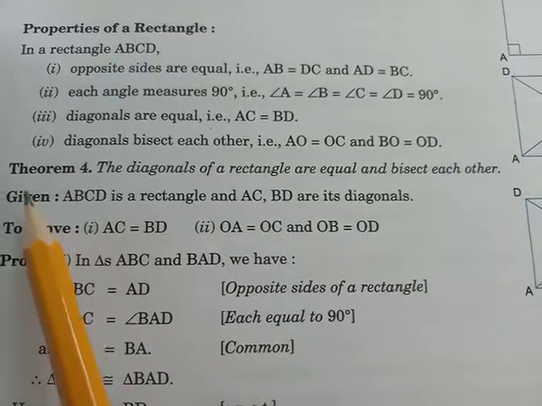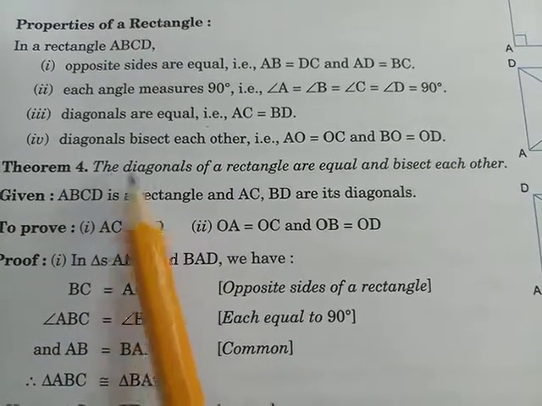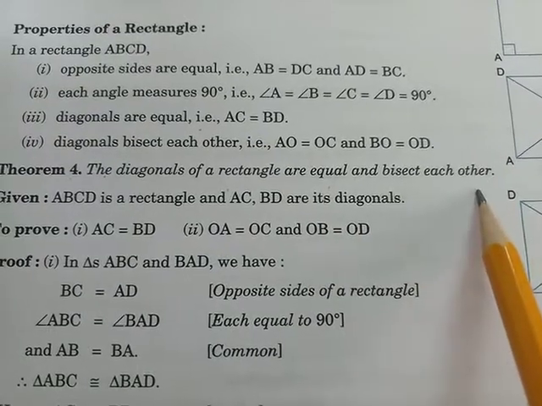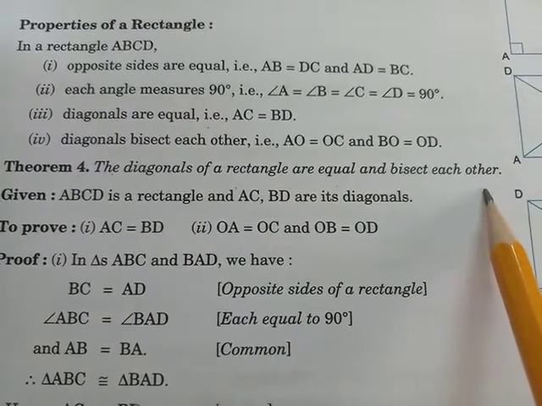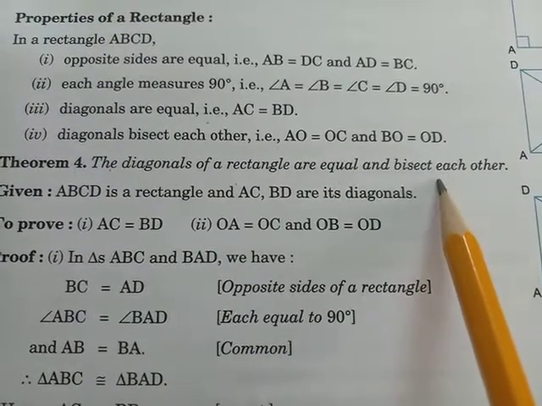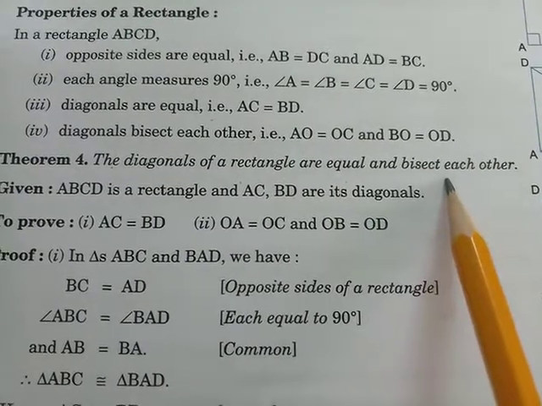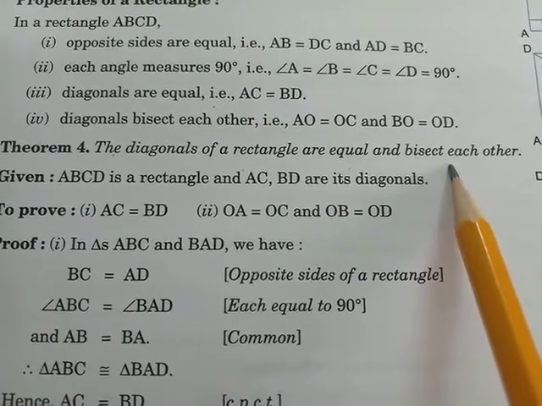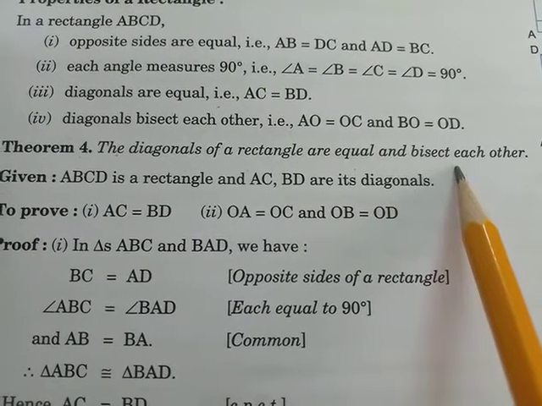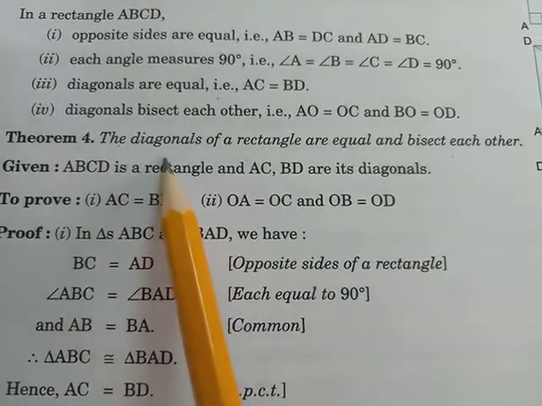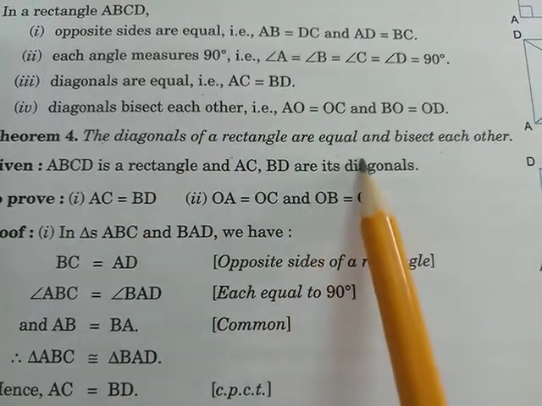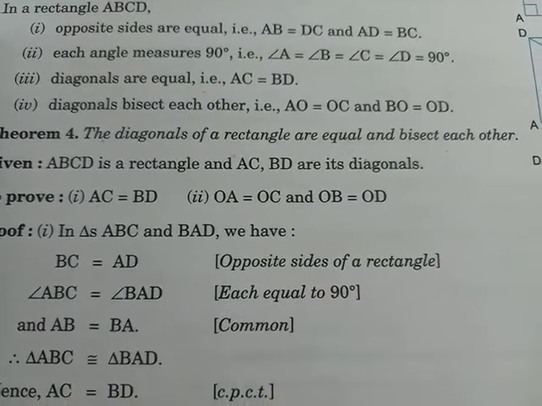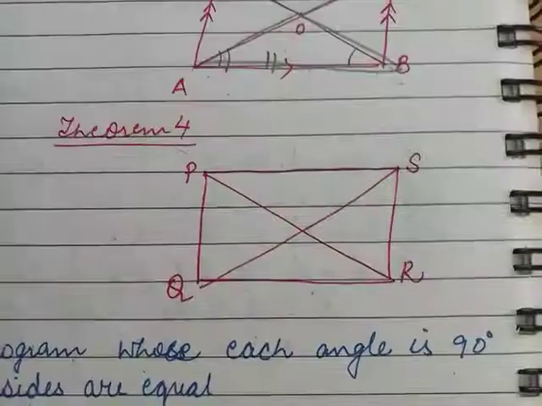Now we come to theorem number 4. The diagonals of a rectangle are equal and bisect each other. As we proved above that the diagonals of a parallelogram bisect each other, the same way we can prove that the diagonals of a rectangle are also bisecting each other. What is important here is to prove that the diagonals of a rectangle are equal, which is not the case for a parallelogram. Let's see its proof.